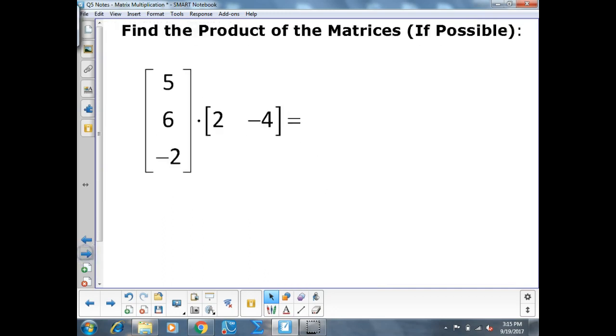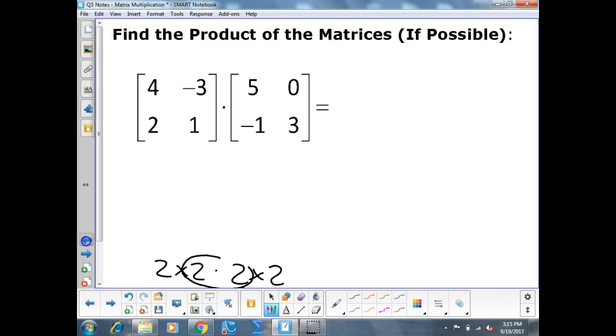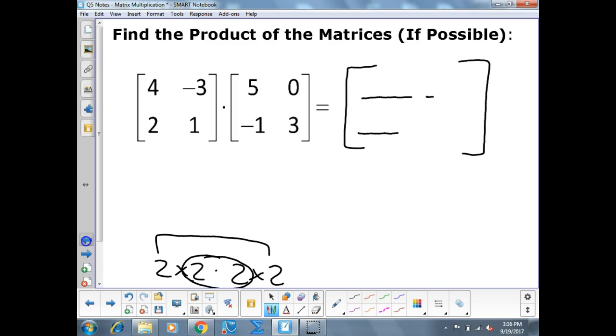Okay, moving on. Whoa, let's go back. Find the product of the matrices if possible. So we always want to start off by finding the size or the dimension of the resultant matrix. If I have a 2 by 2 multiplied with another 2 by 2, yes, I would say these are possible to multiply together, and my answer is going to be yet another 2 by 2. So I'm going to set up a matrix with 2 rows and 2 columns.